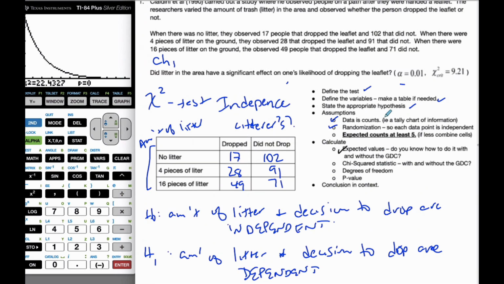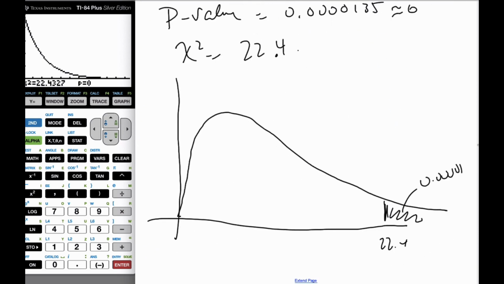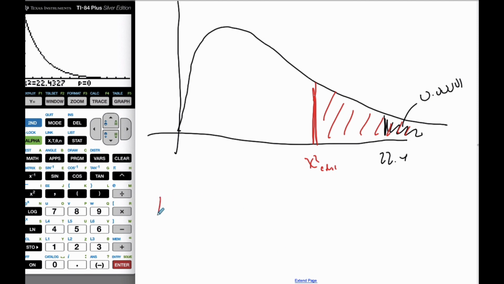Now I was told the chi-squared critical was 9.1. Well, 9.1 would be here. The chi-squared critical defines the critical region. And so clearly my chi-squared value is inside the critical region, so I will reject the null hypothesis because I could say my chi-squared is inside the critical region, or the p-value is less than alpha. So first part, reject or don't reject. Second part, give a reason.